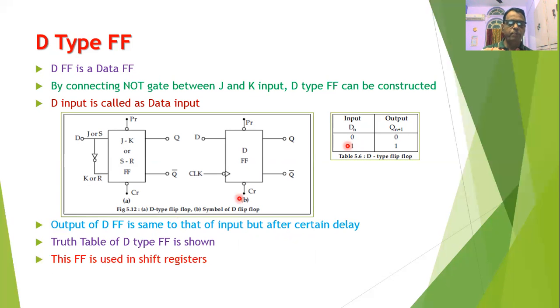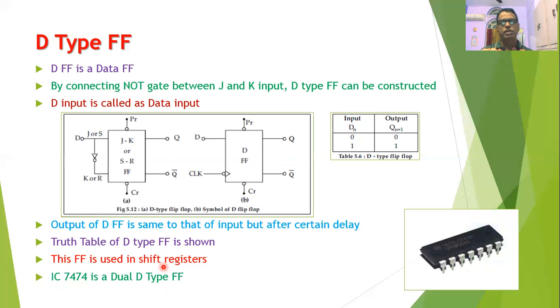This is a very popular flip-flop, and it can be used in shift registers. Whenever we want to store some amount of data sequentially, shift registers are used, where we can make use of the D-type flip-flop. IC 7474 is a very popular D-type flip-flop IC, where two D-type flip-flops are available.